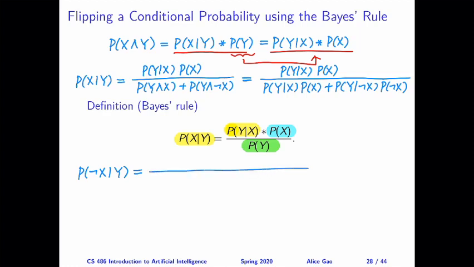Writing down the end result is actually quite easy, because the denominator is going to be the same as the denominator that I just derived above, where the numerator ends up being the second term in the denominator.